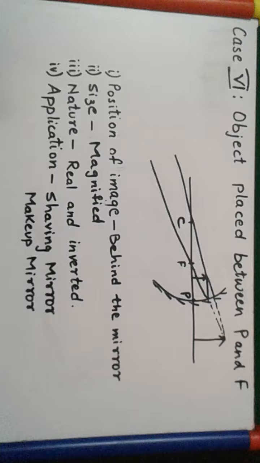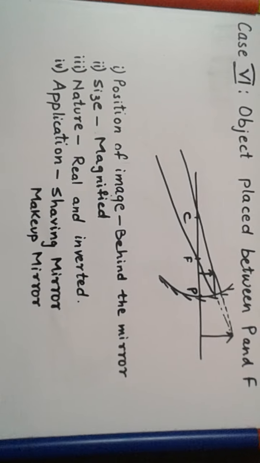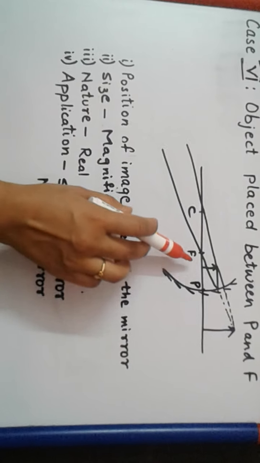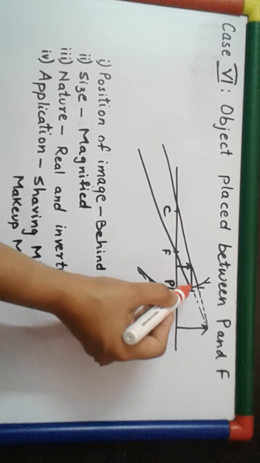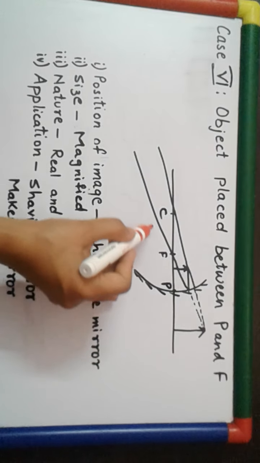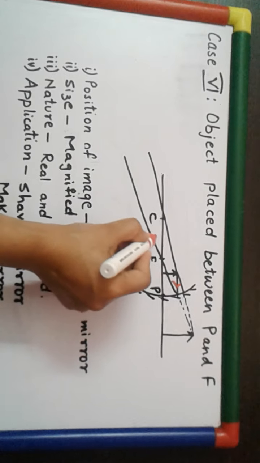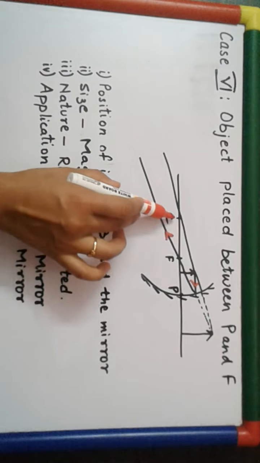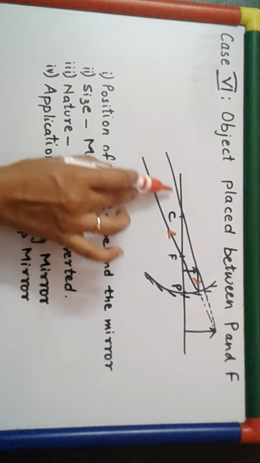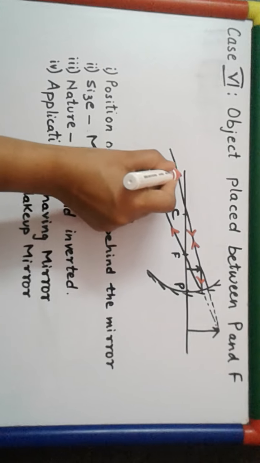This is case 6 when object is placed between P and F, and here you can see that the object is already placed here between P and F. The first ray is parallel to the principal axis and after reflection it passes from the focus. So this is the incident ray and this becomes the reflected ray. Second ray, just like the previous one, we again pass it from the center of curvature. So after the reflection it retraces its path backward.